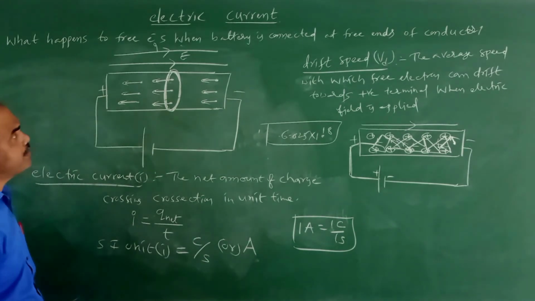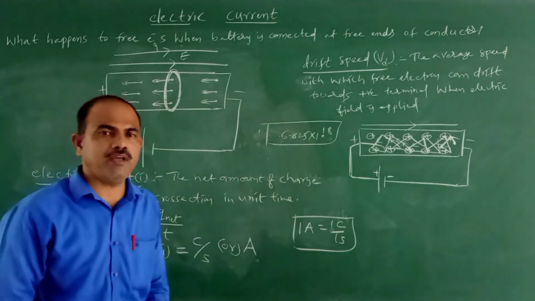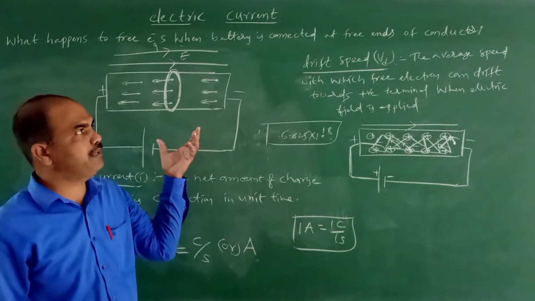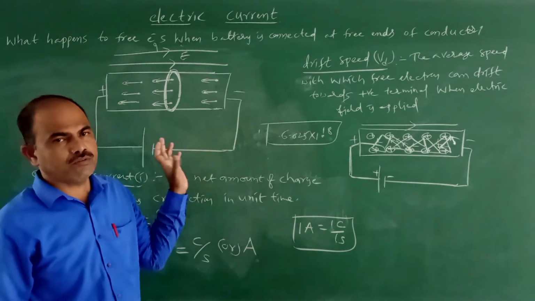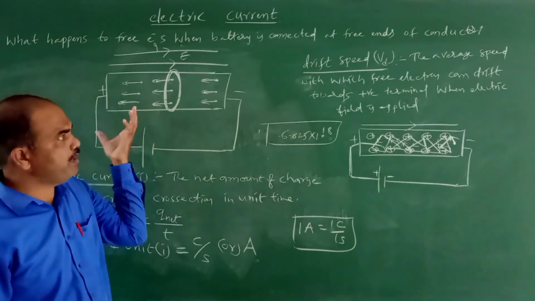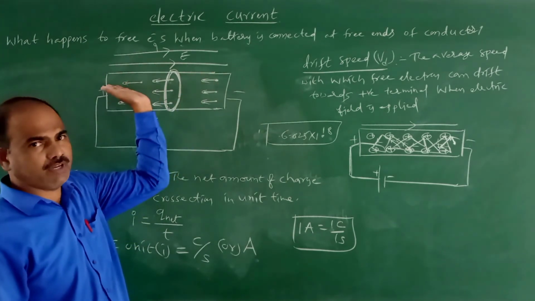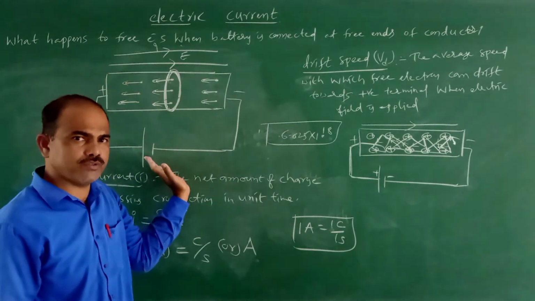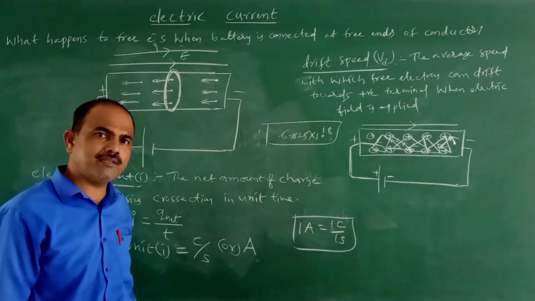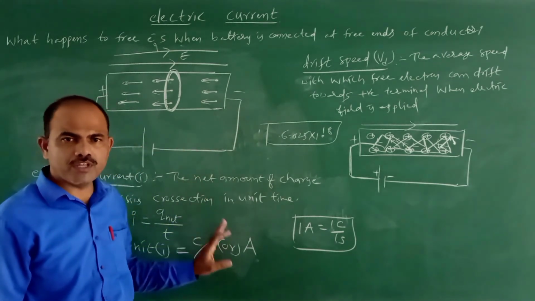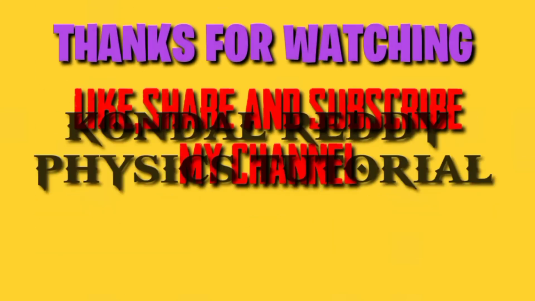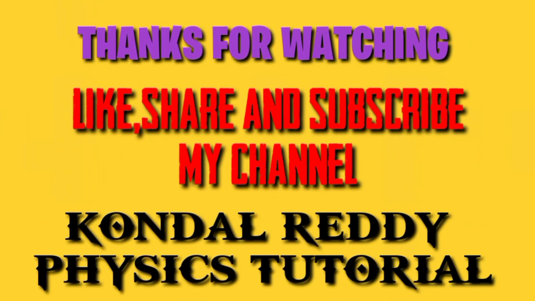So this is about what happens to free electrons when the battery is connected at the ends of the conductor. The electrons move in a particular direction, the opposite direction of the electric field, and due to that the current is produced. But if the battery is not connected, the net charge will be 0 and the current will be 0.